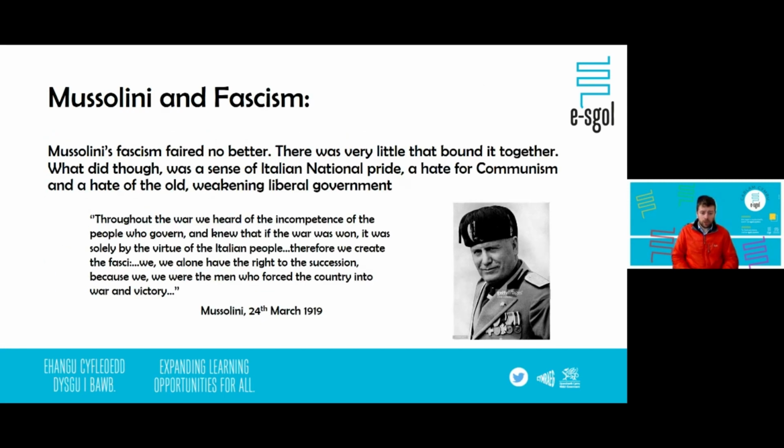So Mussolini, as a fascist, didn't really fare much better. He didn't really have one binding overall ideology. Instead, he prioritised that sense of Italian national pride, as we saw, one of the big problems weakening the liberal government. He prioritised a hate of communism, and he also prioritised a hate for the old and weakening liberal government and its failure to address many of the problems that people thought Italy had.